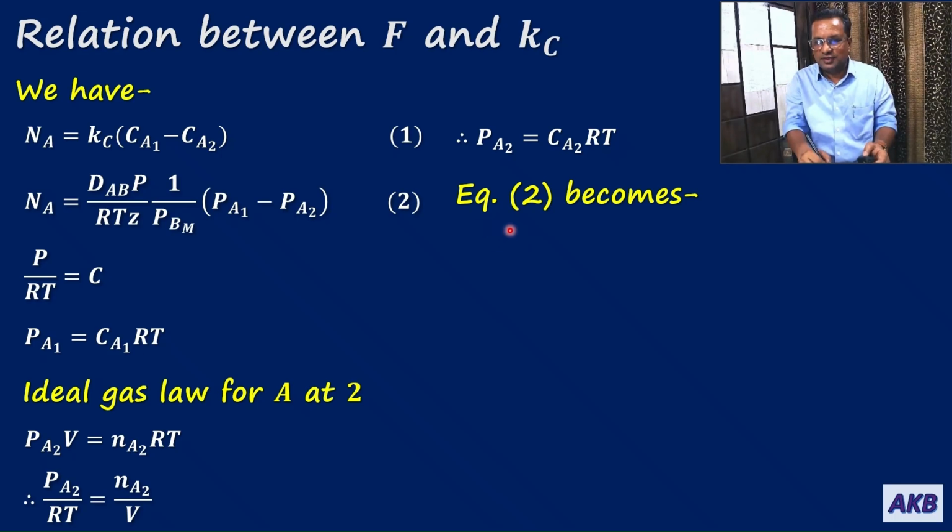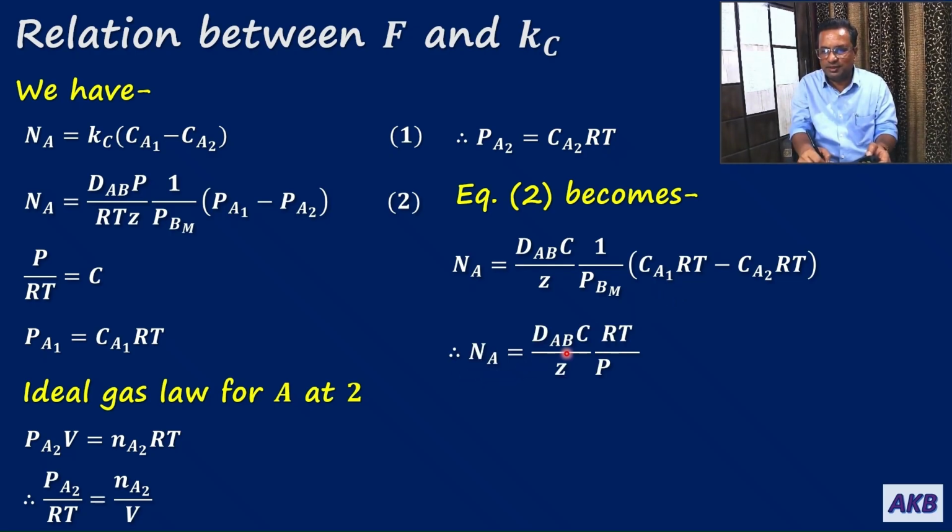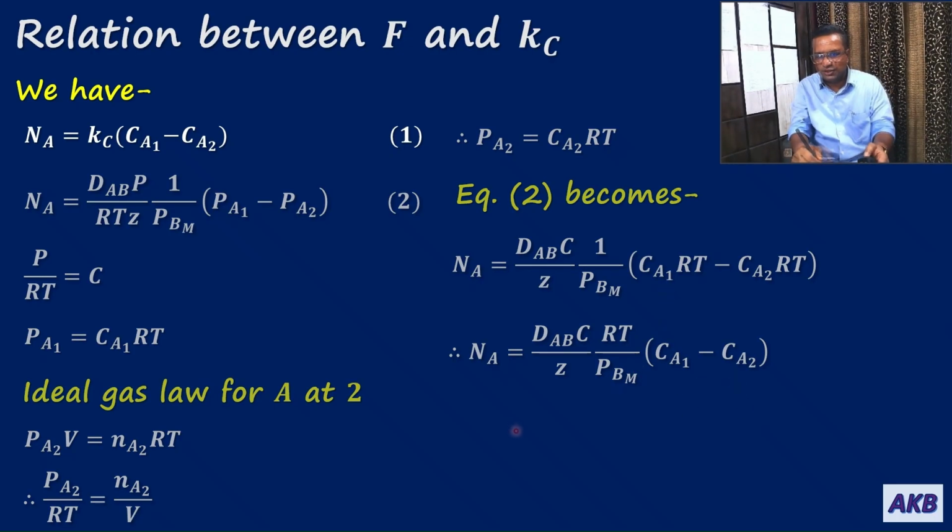So with this equation 2, now what I will be doing, I will be replacing P upon RT with C, PA1 with CA1 RT, and PA2 with CA2 RT. If I do that, equation 2 will be NA is equal to DAB C upon Z into 1 upon PBM into CA1 into RT minus CA2 into RT. In the next step, I can take RT common, so it will be NA is equal to DAB C upon Z into RT upon PBM into CA1 minus CA2.